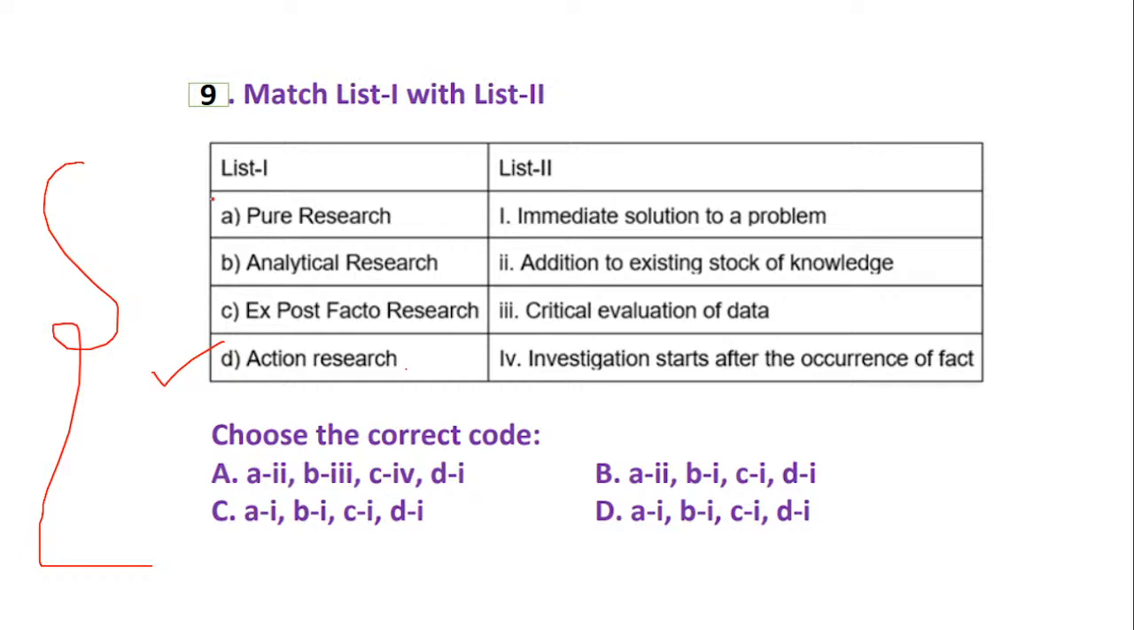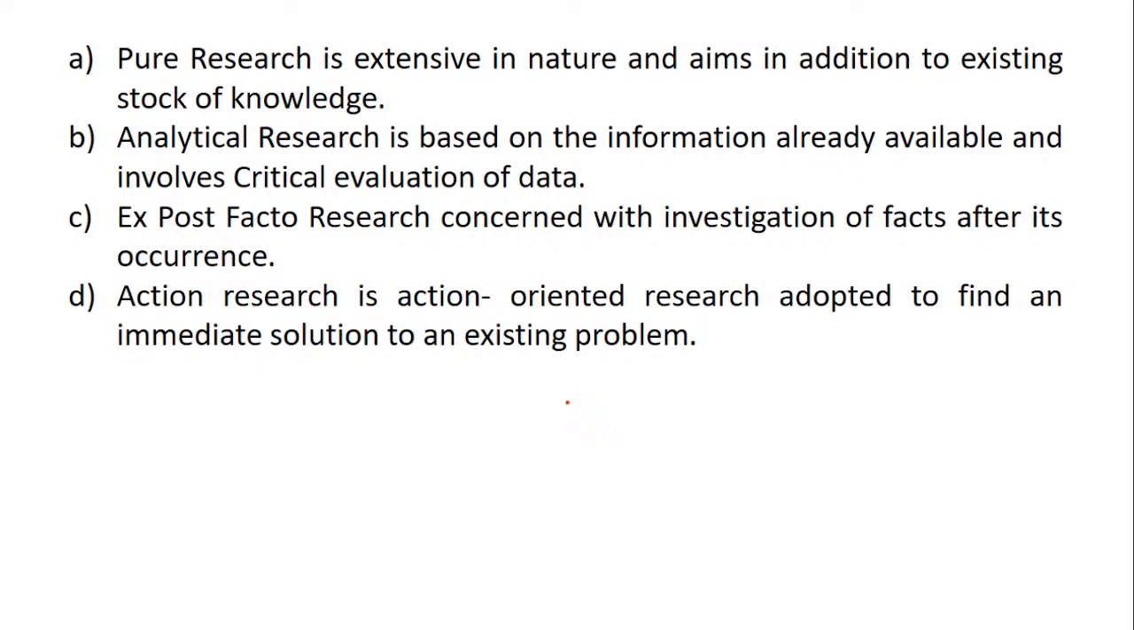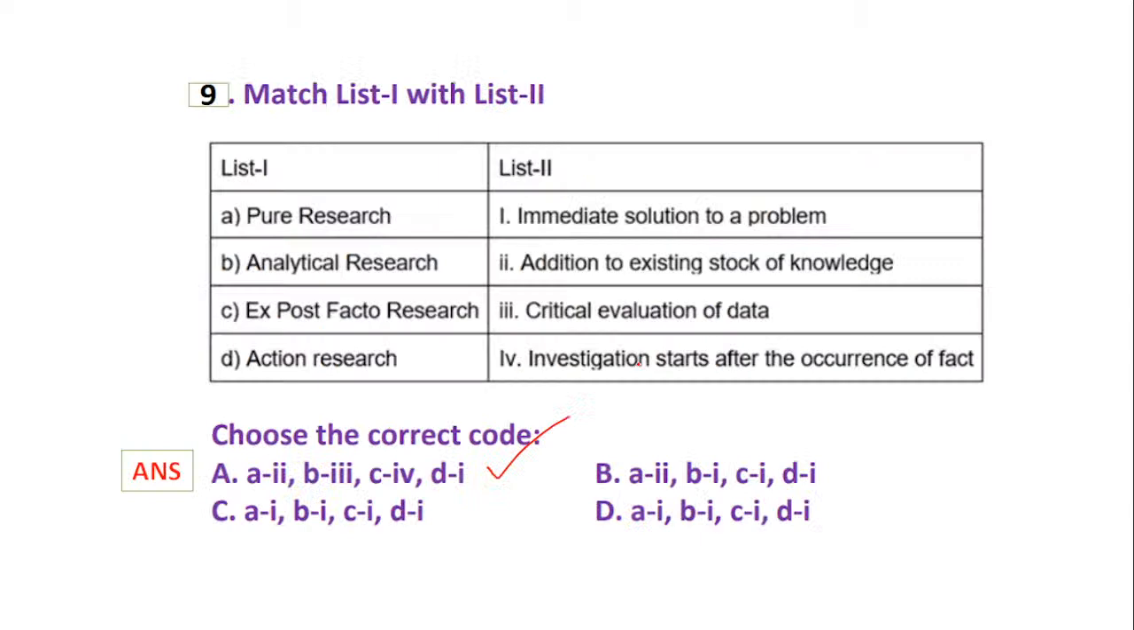So be careful in such questions. If 1 or 2 are still confirmed, you have to check from your end also. But the correct answer is option A. Is it clear? I have written certain quick statements. Pure research aims at addition to the existing stock of knowledge. Analytical research is based on already available information to evaluate the data. Ex post facto research is concerned with the investigation of facts after the event has occurred. And action research is action oriented research to find the immediate solution to the existing problem. C is only 4, that is the pattern which I have told you. This is the correct way to solve match the following.